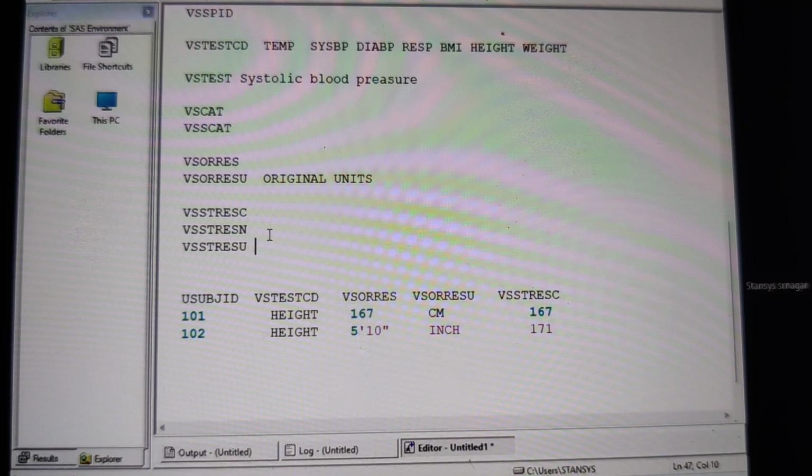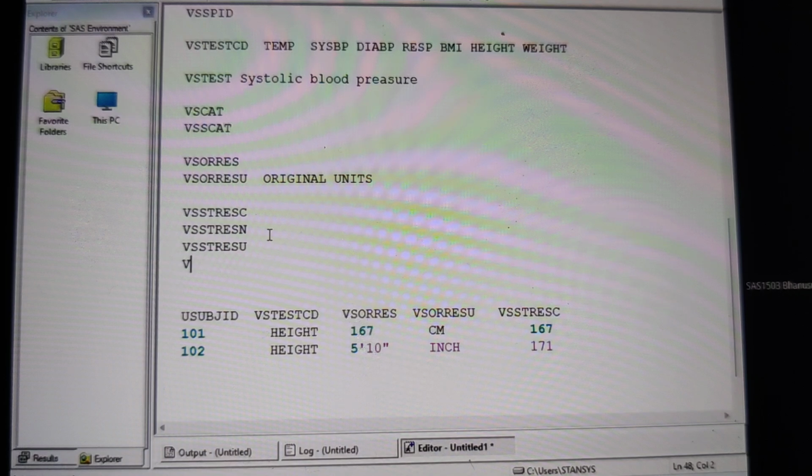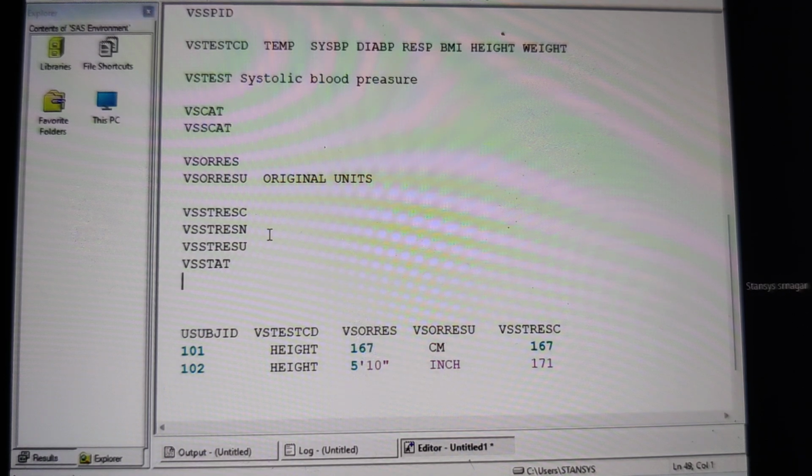Remember, I told you in the last class, sometimes we are going to have ORRES missing. When we have ORRES missing, then which variable is going to have a value? Flag. Status. Yes. Status is going to have which value? When we are going to have it? When it is in RES. Then status is in the... Nothing. Reason?